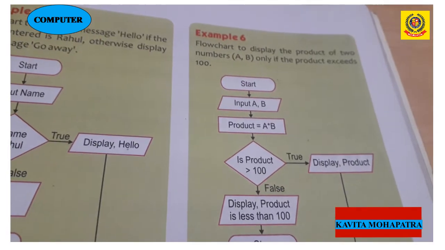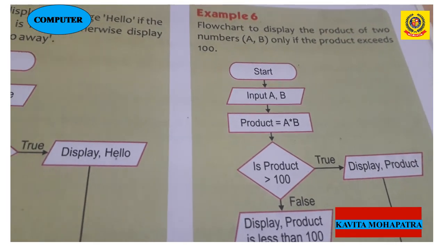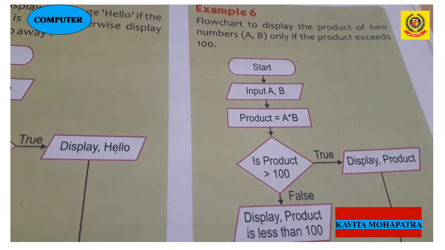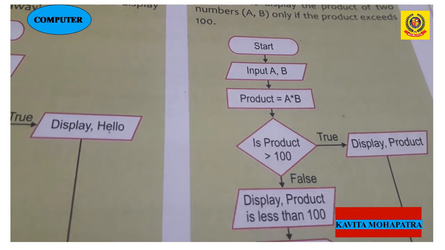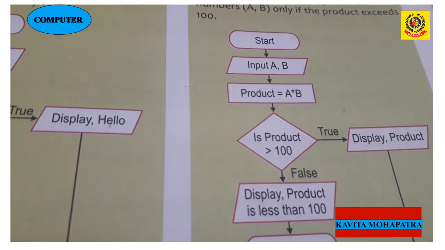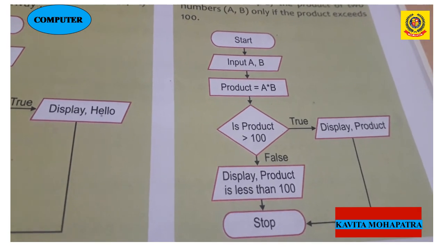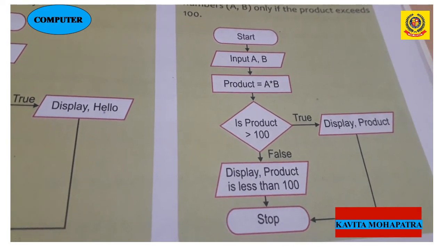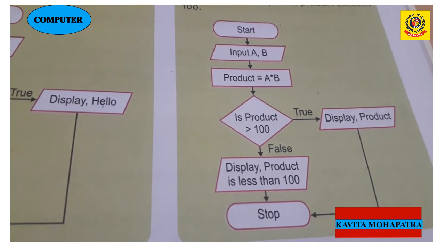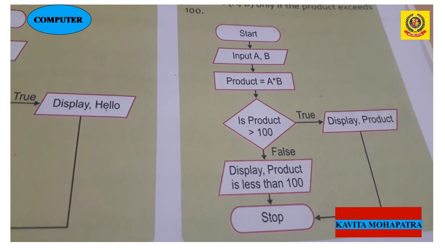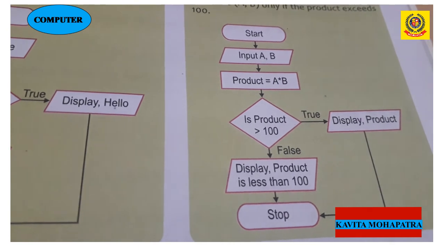So children, you have to use the decision box, the parallelogram box, the input output box, everything. Now the last flowchart, example 6: flowchart to display the product of two numbers A, B if the product exceeds 100. So start, then input A, B. Product equal to A into B. Is product greater than 100? If it is true, display product. If it is false, then display product is less than 100. Now stop. So you have to use the diamond shape also, parallelogram box, and also the rectangle shape.